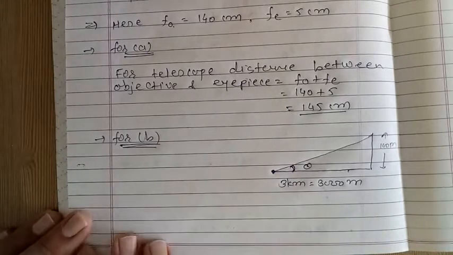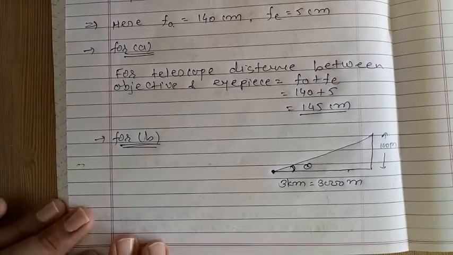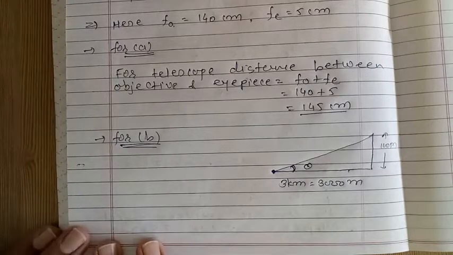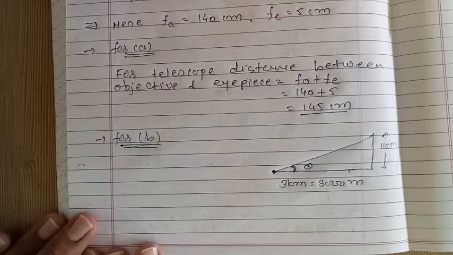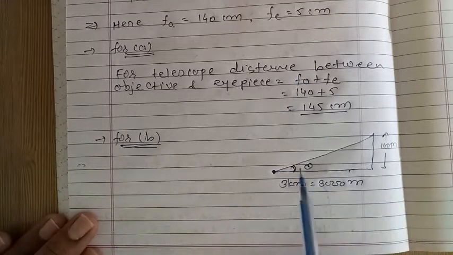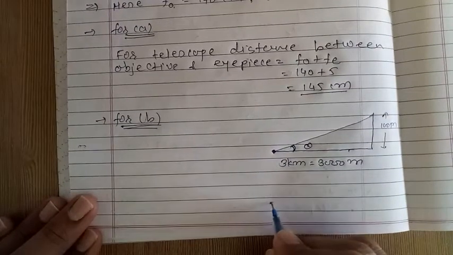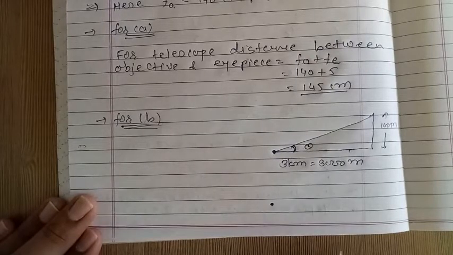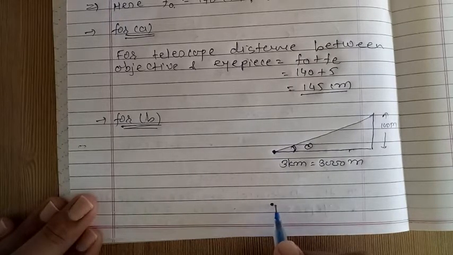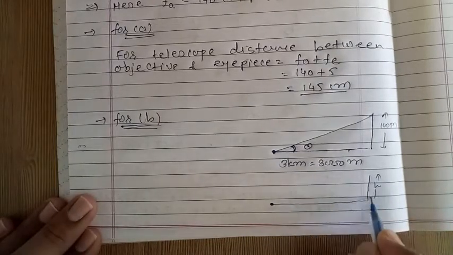Now we already discussed this type of example in example number 14, right? So here we have to find out the height of the tower for the objective lens. So the replica of that thing is like this. This is the objective, this is the height of the tower which we have to find out, right?